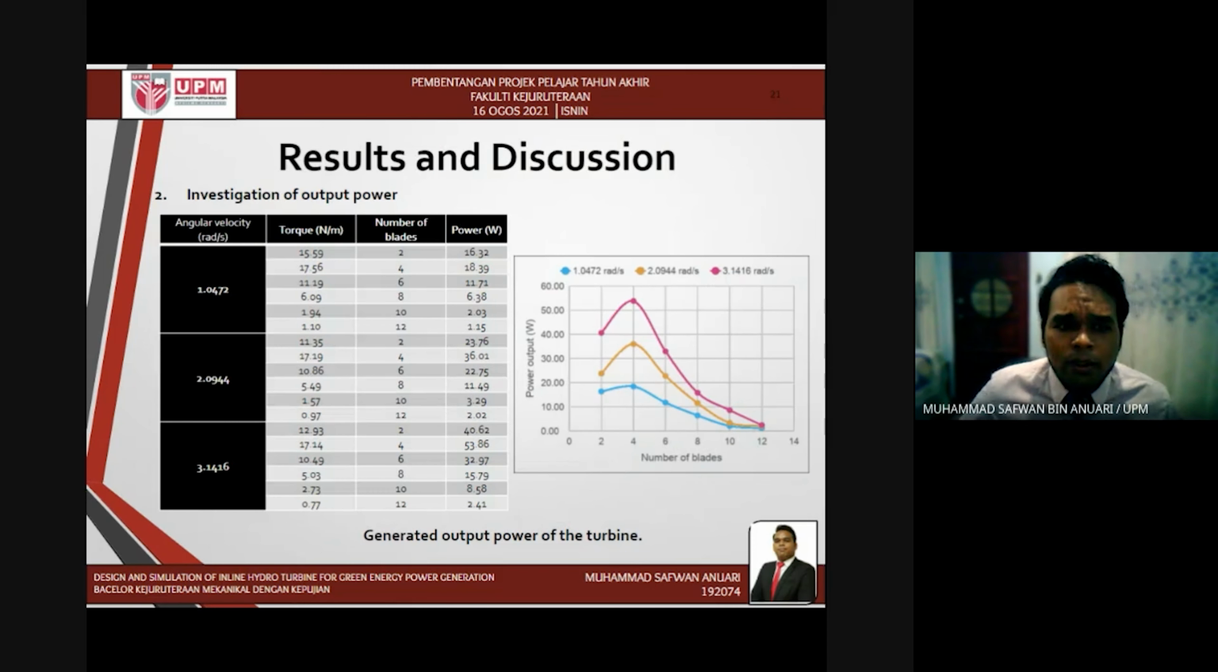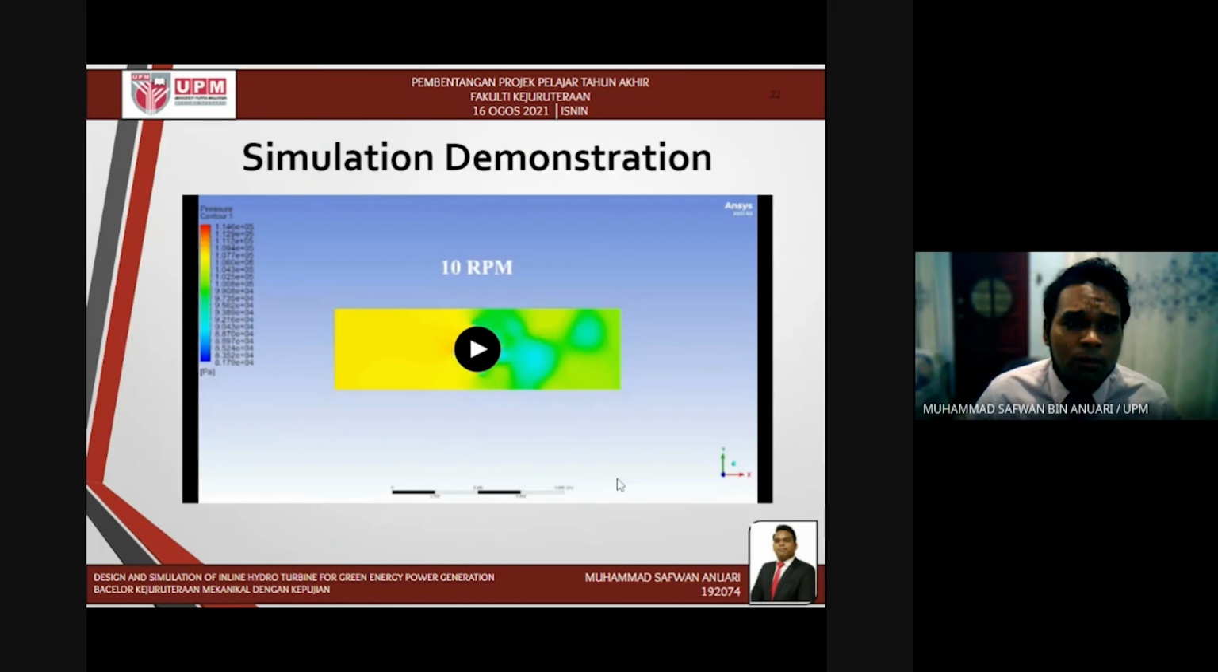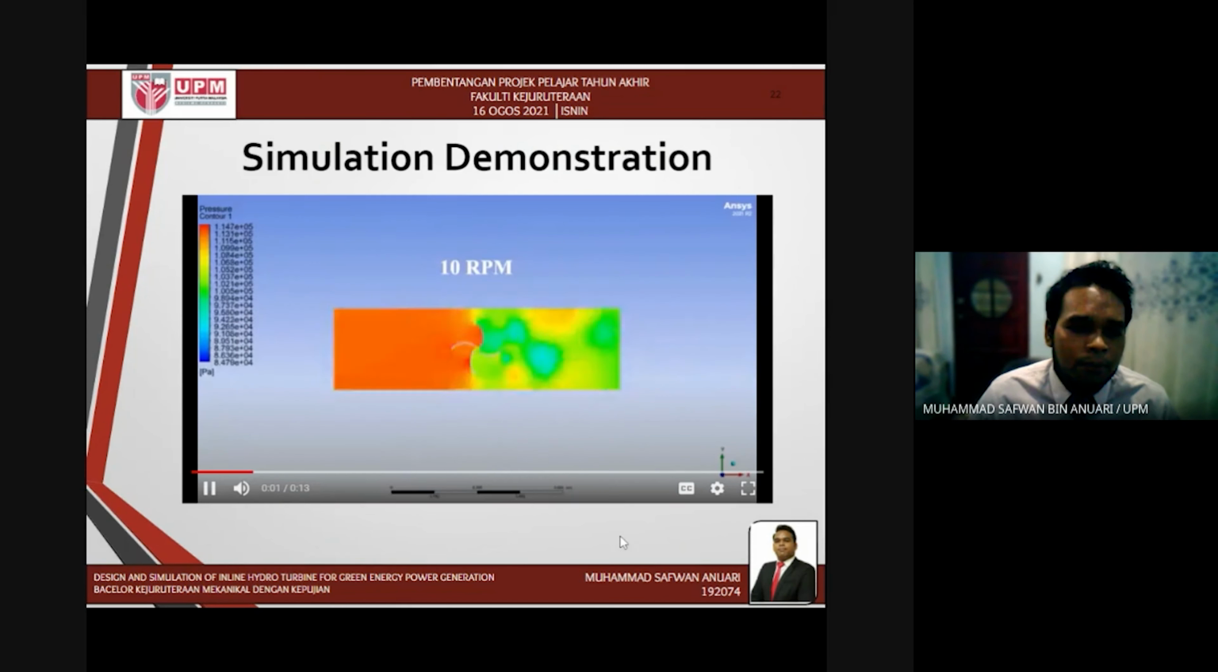Finally, the result of the study is the investigation of output power. The highest output power was obtained by investigating the optimal number of turbine blades. According to the graph on the right, the highest output power generated by the turbine was 53.86 watt at an angular velocity of 3.1416 radians per second. The optimal number of turbine blades to achieve the result was 4-bladed, and it produced the highest torque output. This is the simulation demonstration of the 4-bladed turbine at 10, 20, and 30 RPM.